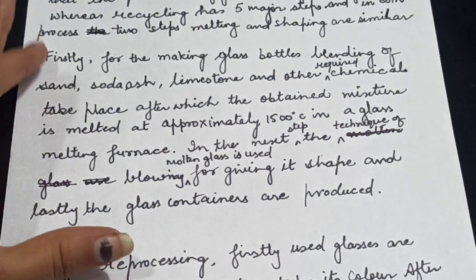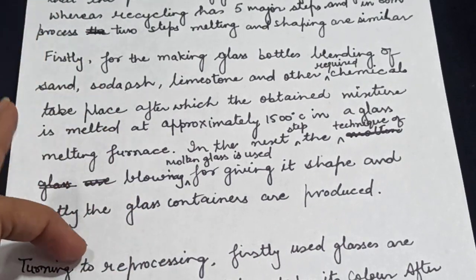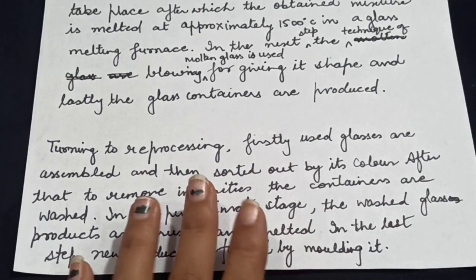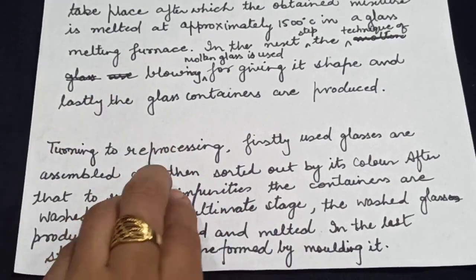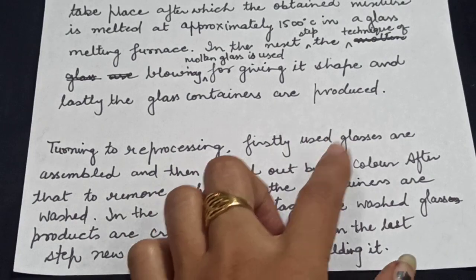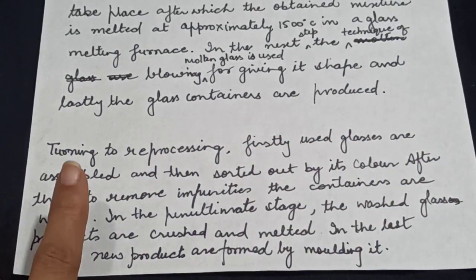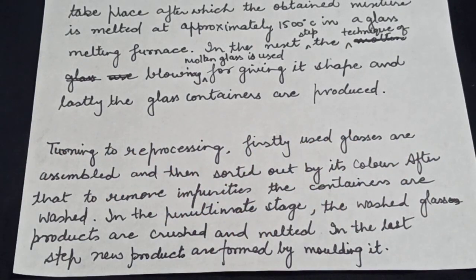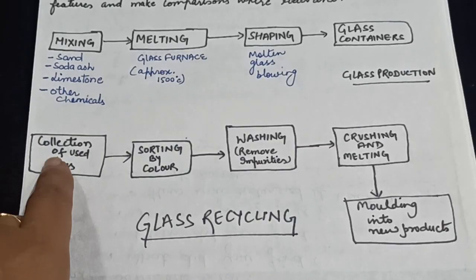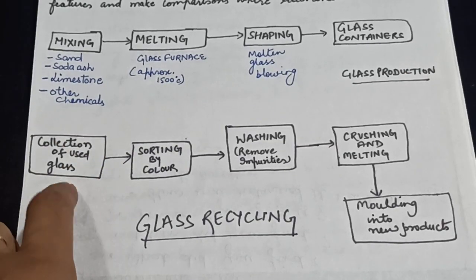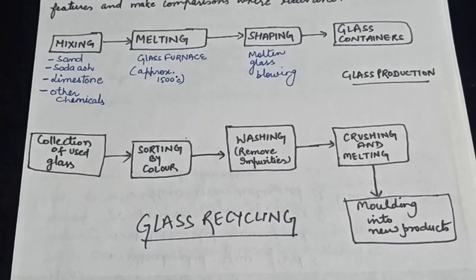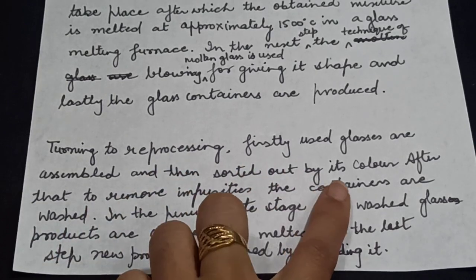So this was for glass production, and now we will talk about glass recycling. Now, turning to reprocessing, means recycling. Firstly, used glass is assembled, means collected, and then sorted out by its color. Let's have a look. So what is happening? First step is collection of the used glass and then sorting by colors. Means they are differentiating them by colors. They are collecting one color of bottles at one side and another color at another side. So they are classified by their colors.